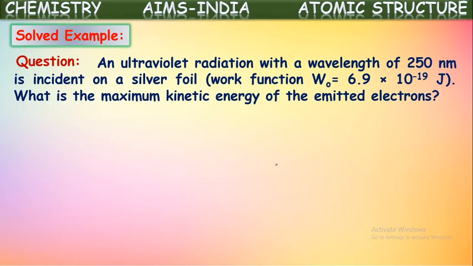See the question given here. An ultraviolet radiation with a wavelength of 250 nanometers is incident on a silver foil whose work function or threshold energy is equal to 6.9 into 10 to the power of minus 19 joules. Now, what is the maximum kinetic energy of the emitted electrons? If you observe the question, they have given the wavelength of the energy passed on to the metal surface, and the energy required by the metal atoms, the work function or threshold energy of the metal, is also given. Now they are asking to find out the kinetic energy of these photoelectrons.